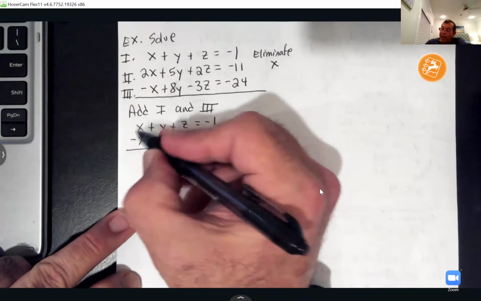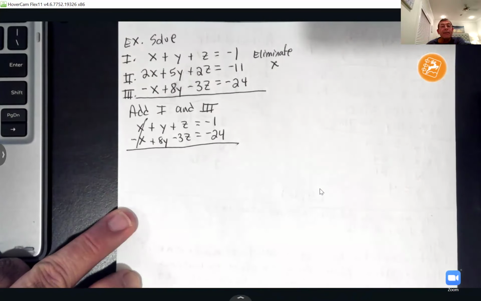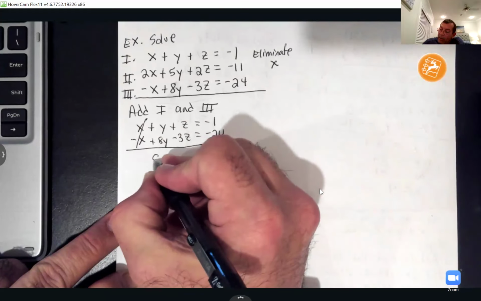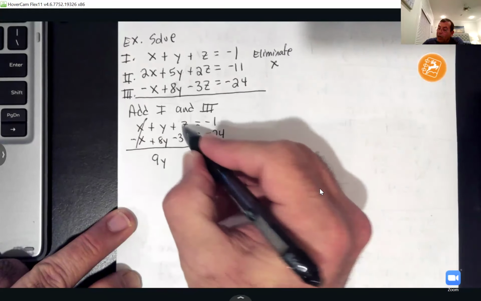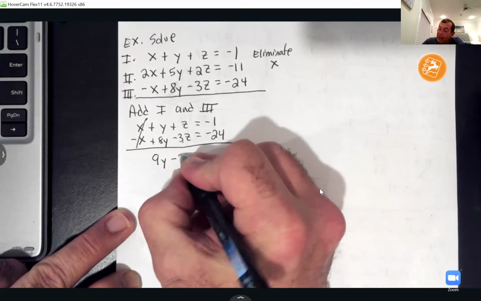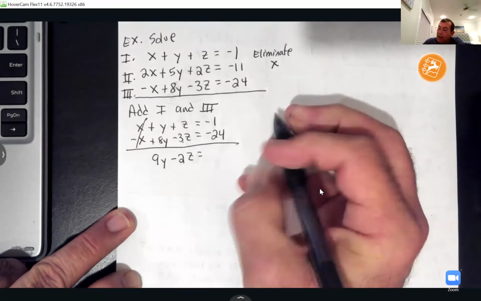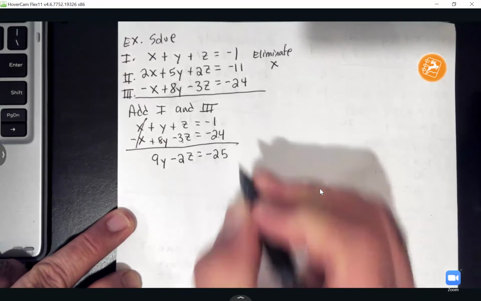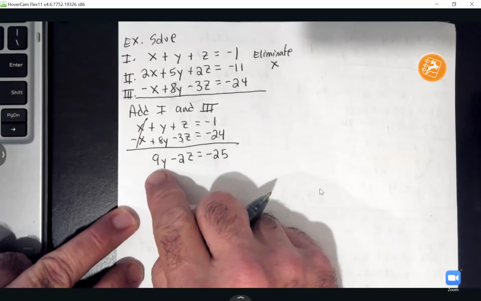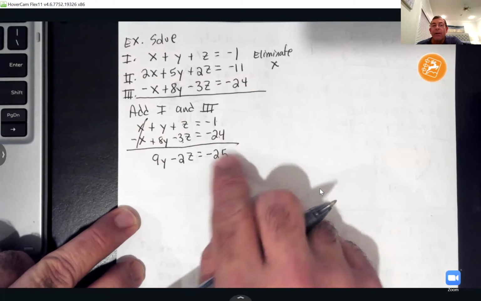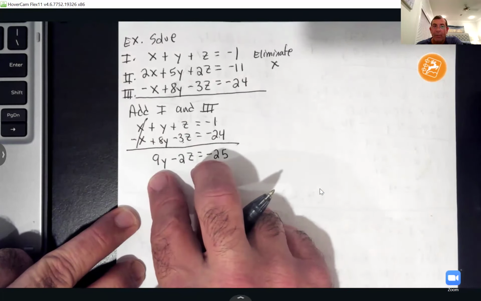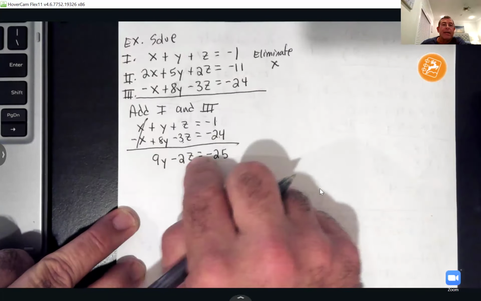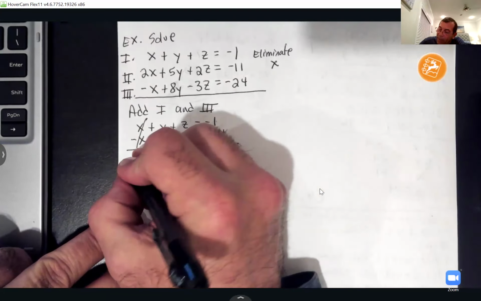Okay, so what happened? I got rid of my x's. So now 1 and 8 give me 9y. 1 and -3 give me -2z. And then -1 and -24 give me -25. So this is technically the first equation of my two variable system I'm about to have. And if you wanted to, you could call this, say, equation 4 now.